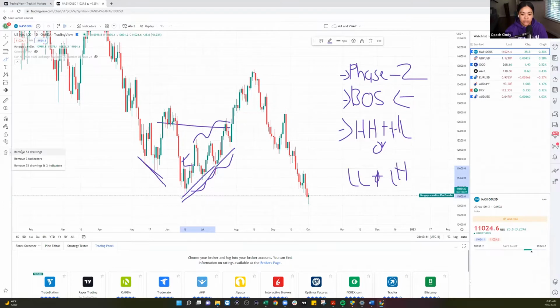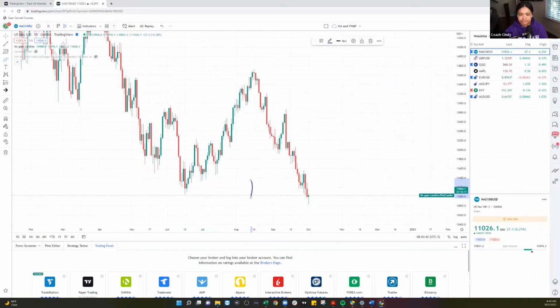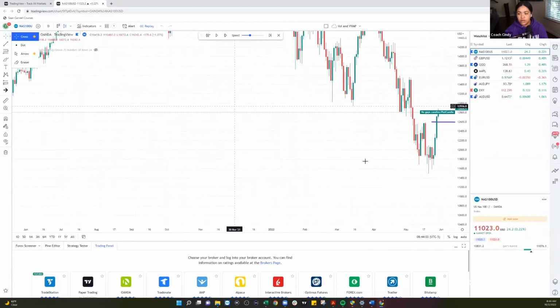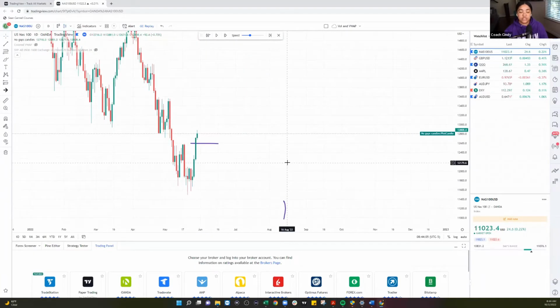You know what? Let me remove these drawings. So look at this. We had a swing low. We had a bit of a break of structure. Price came back, and then another break of structure. So a lot of people were actually buying at this point in time. So this is a good example of a fake reversal in the market.